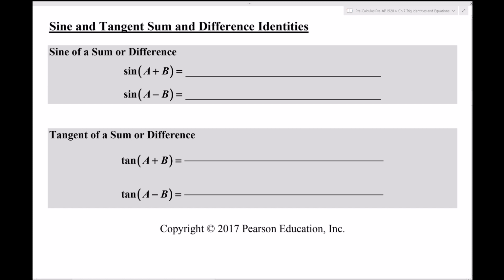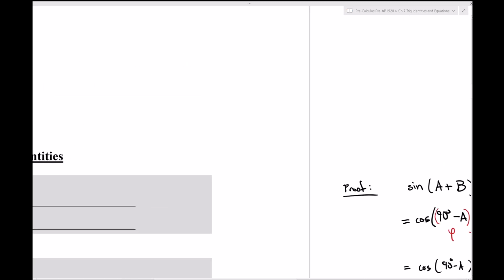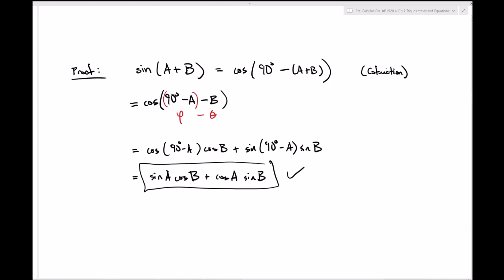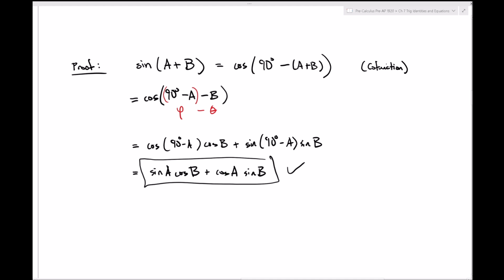The sum formula for sine, there's a proof for it, and I'm not going to detail the proof. We've already seen it in class, and these are the notes from class of the proof for sine of a plus b. Sine of a plus b is equal to sine a times cosine b plus cosine a times sine b.